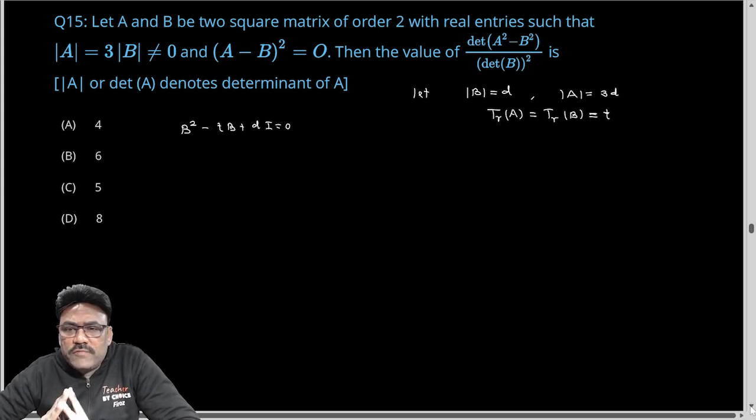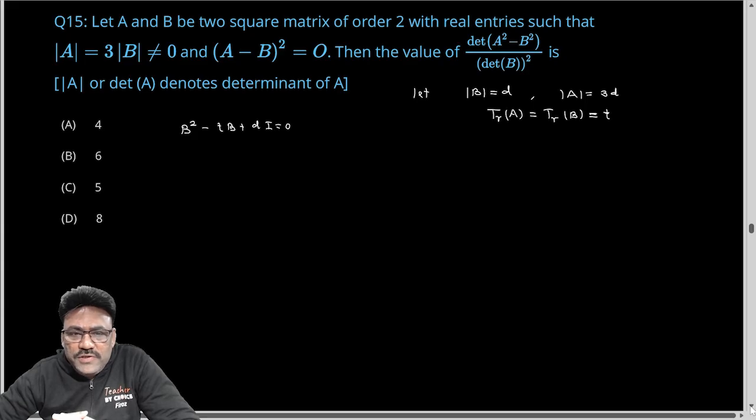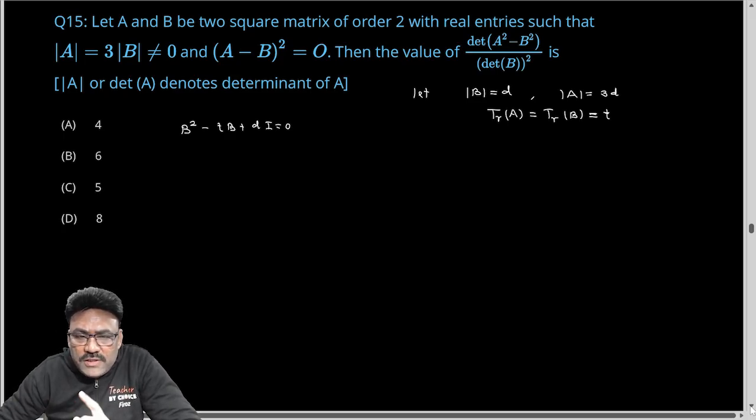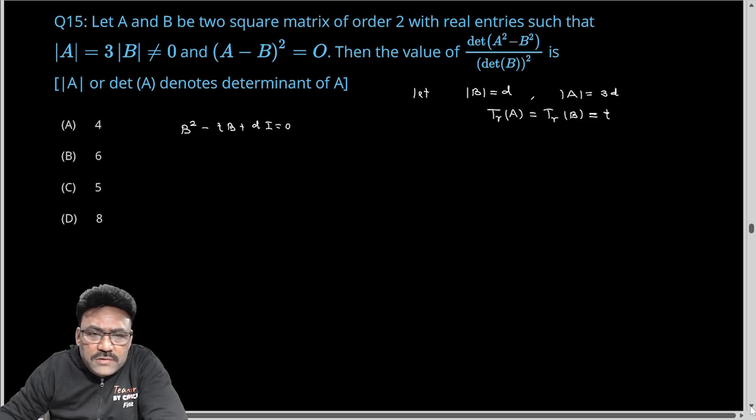Actually, any square matrix B satisfies this equation, B square minus TB plus dI equals 0, where T is the trace of the matrix and d is the determinant of the matrix. Because the sum of the eigenvalues, the characteristic roots, is equal to the trace, and the product of the roots is the determinant. So B satisfies this equation. Now if I write the characteristic equation for the matrix A, it will be A square minus TA, since the trace is the same, plus 3dI.